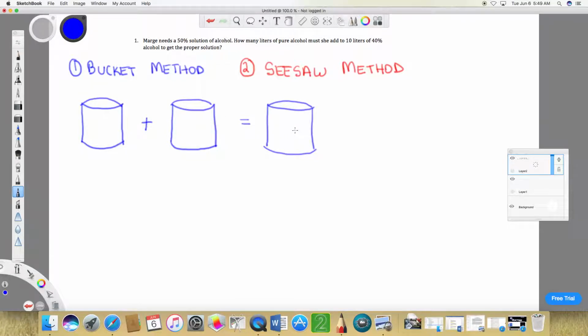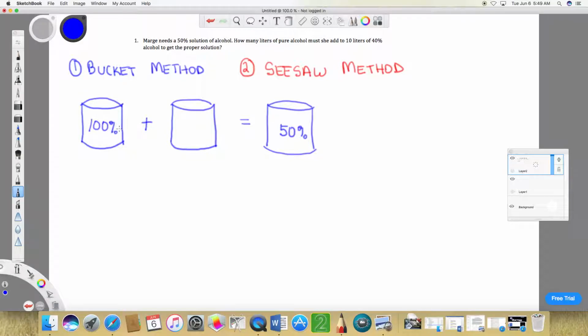So it says that Marge needs a 50% alcohol solution. So there's a sticker on the side of this bucket that has the concentration. Marge needs a 50% solution of alcohol. How many liters of pure alcohol? My 50%, my percent is measuring the alcohol content of this liquid. So for the pure alcohol, it's 100%.